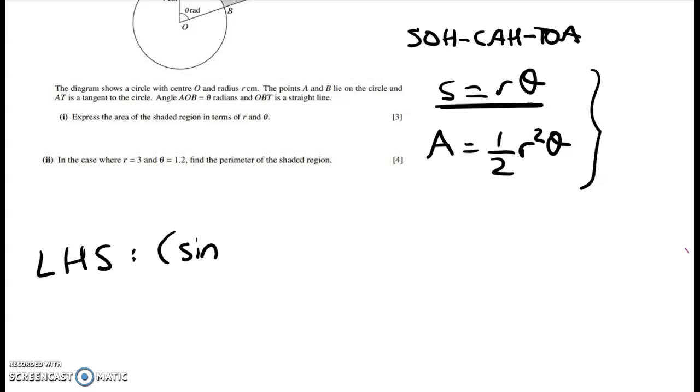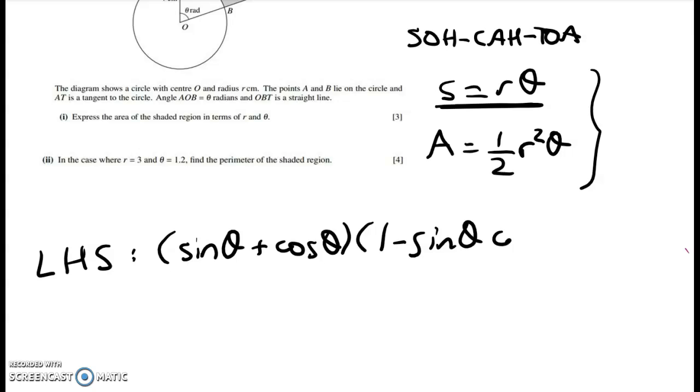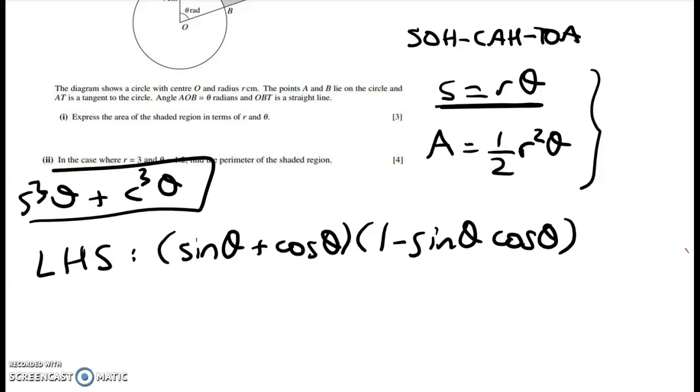Right, so the left-hand side, I've got sine theta plus cos theta times 1 minus sine theta cos theta. And that's what I'm starting with. And I want to end up with sine cubed theta plus cos cubed theta. Right, but I'm not going to write that out.